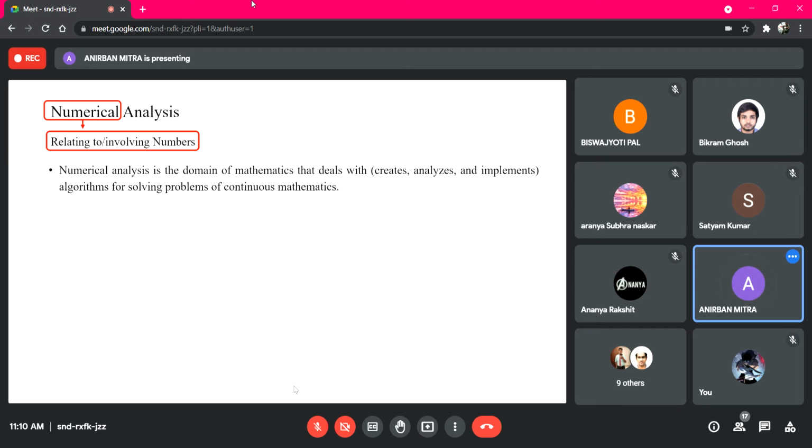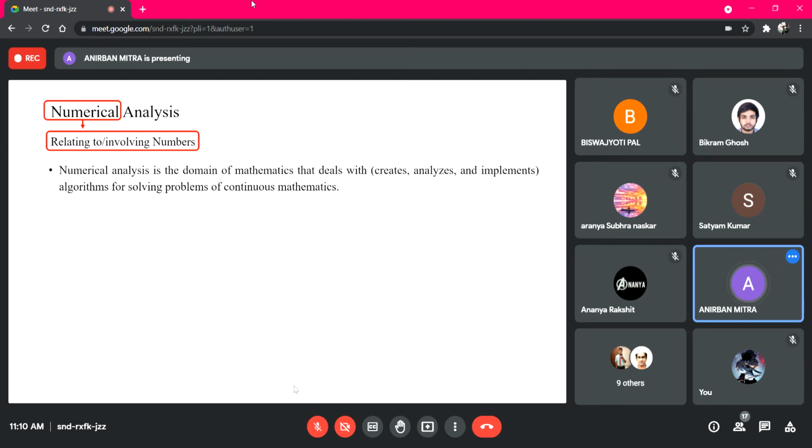But what does it do? Okay, fine, it falls in the domain of mathematics, but it is something specialized. So what is it supposed to do? It basically deals with algorithms for solving problems of continuous mathematics. Here by deal with, I mean that it creates or makes up, analyzes, and implements certain algorithms. These algorithms are geared towards solving certain classes of mathematical problems.